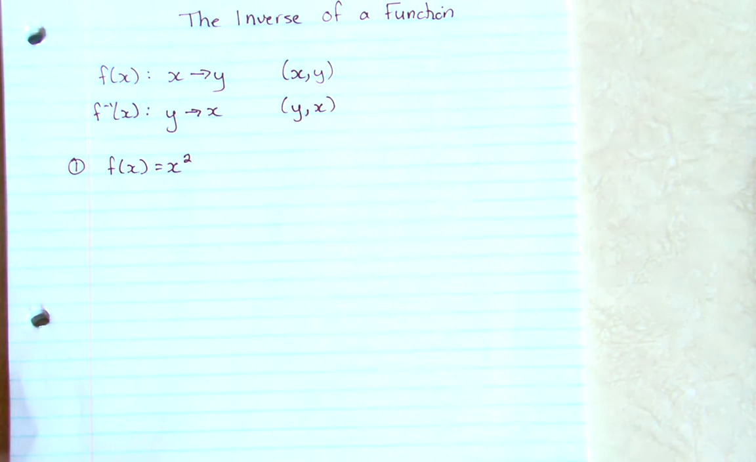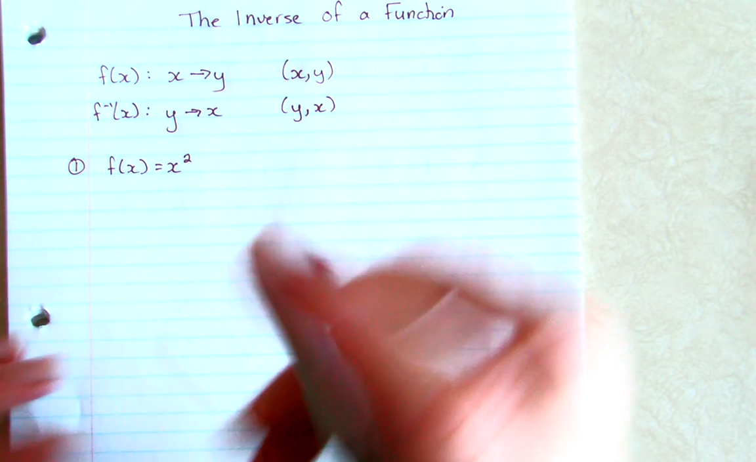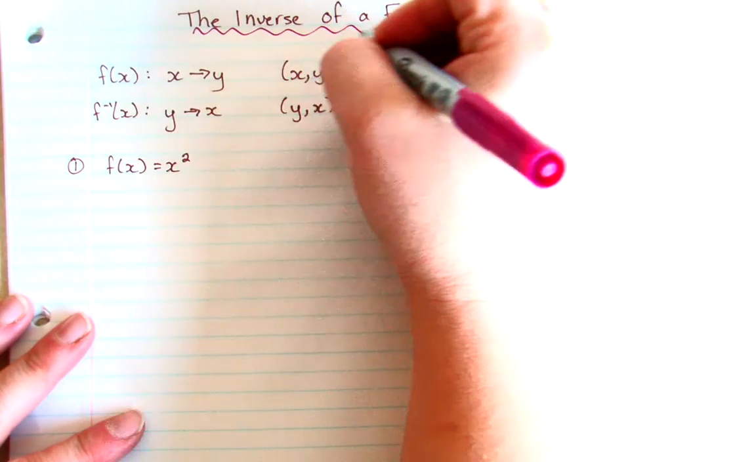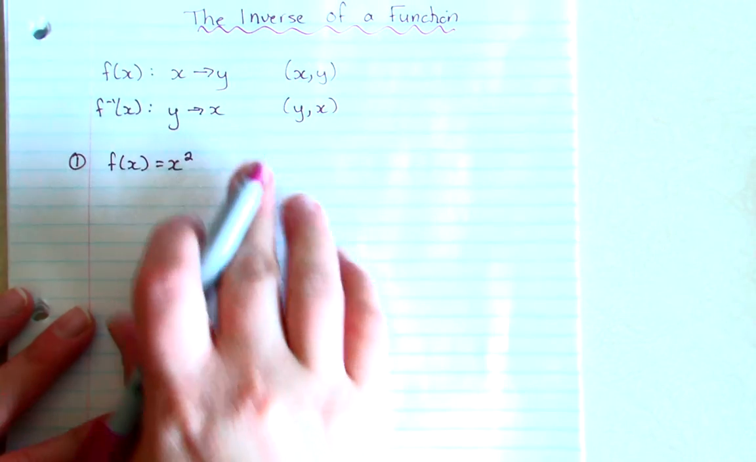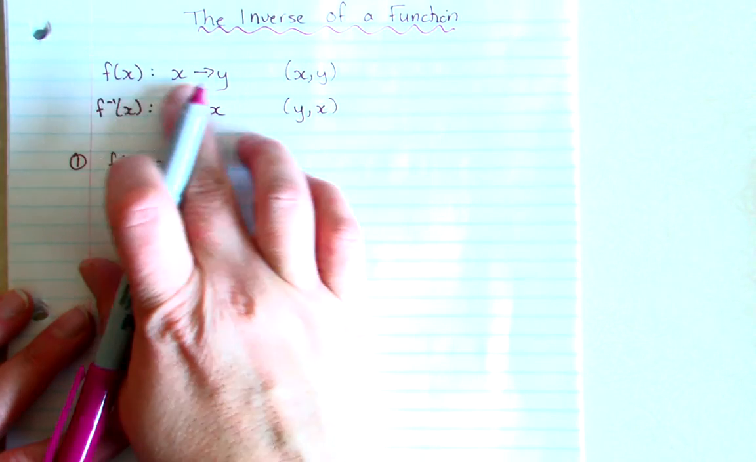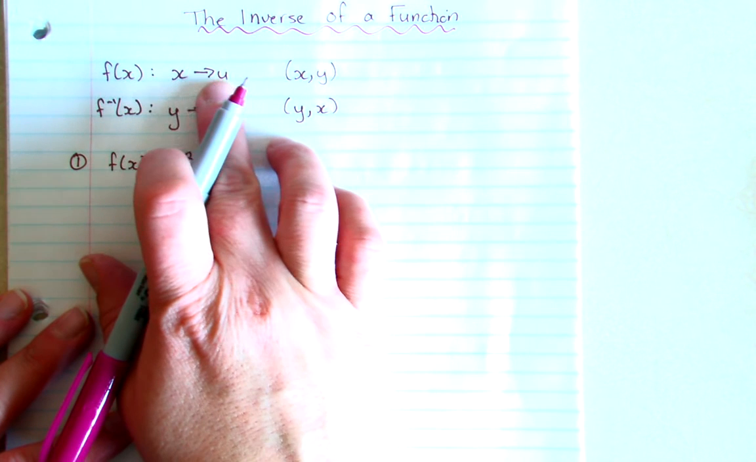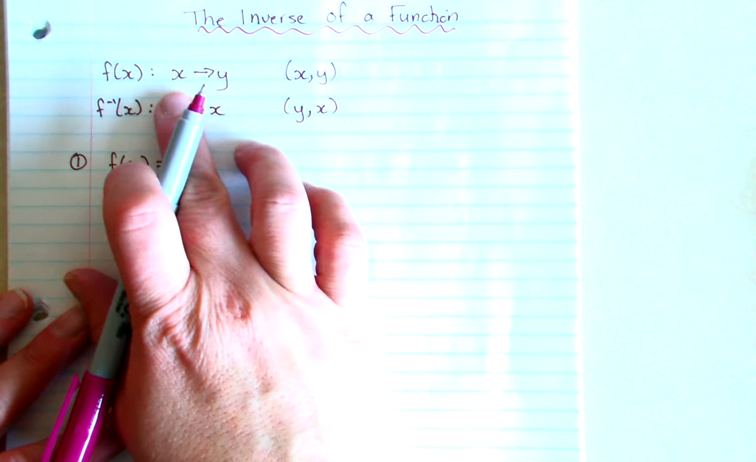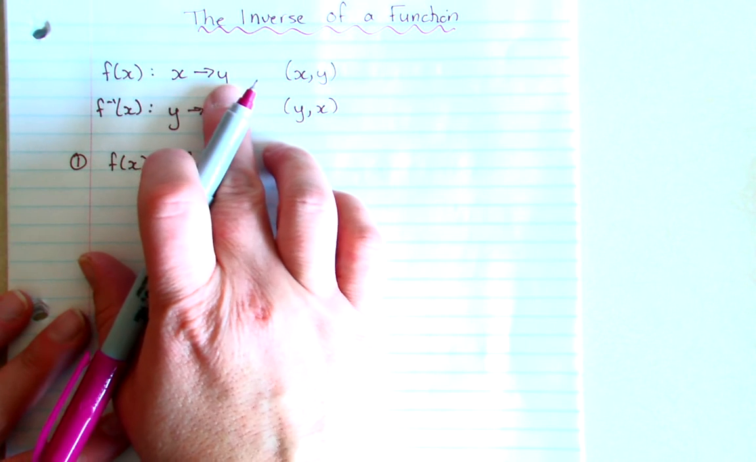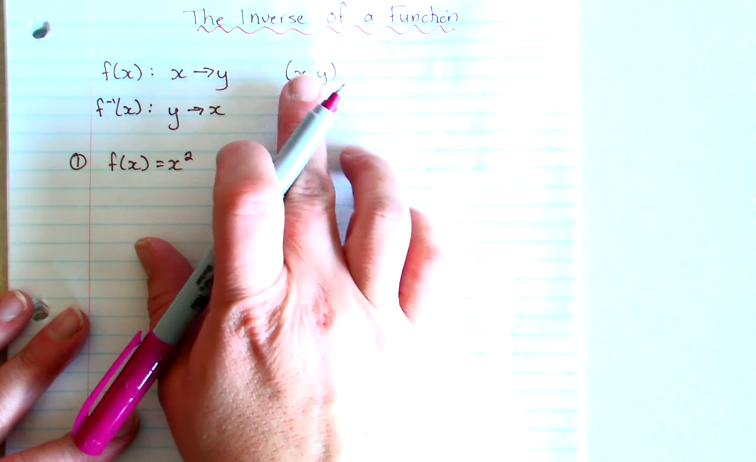Okay, so we're going to talk about the inverse of a function, and this should be review of grade 11. If I start with a function and I call it f of x, I know that it takes some x's and sends them, so x's are my input, and it goes to some y's or the outputs. So the ordered pair would be (x, y).